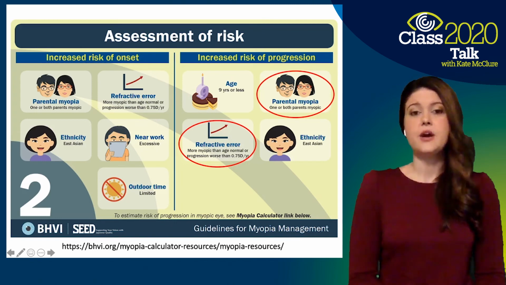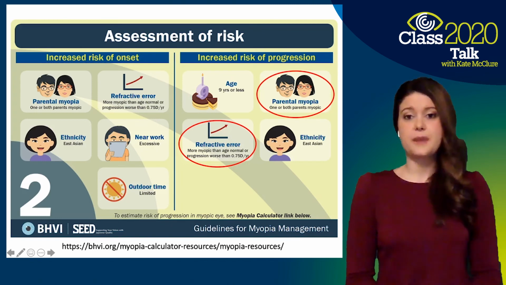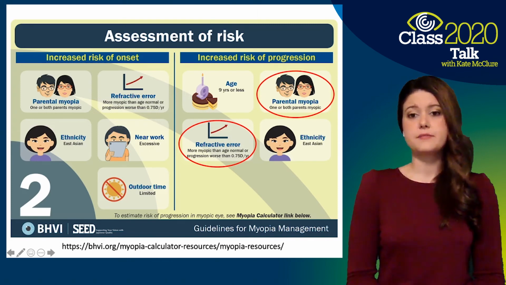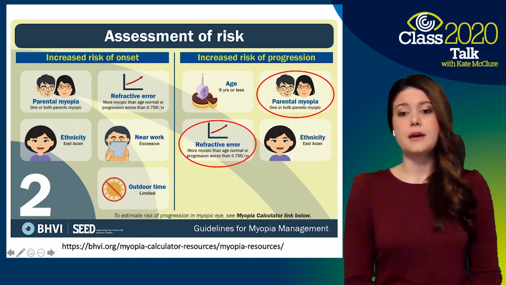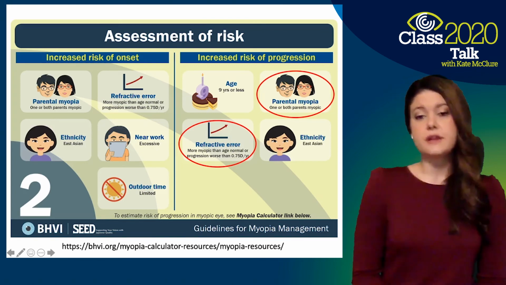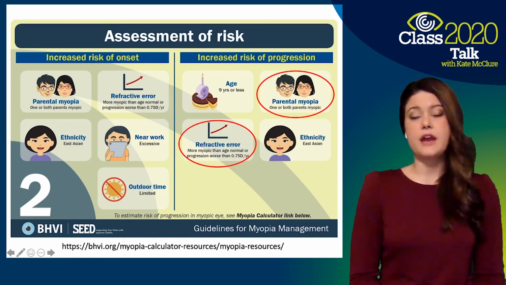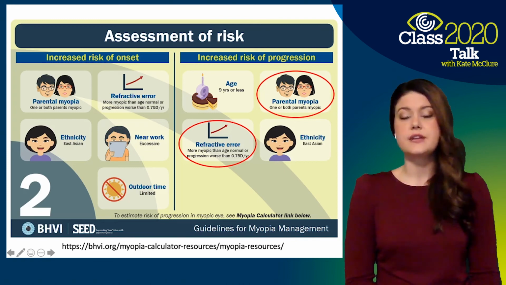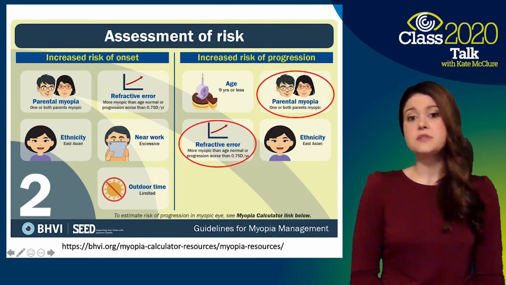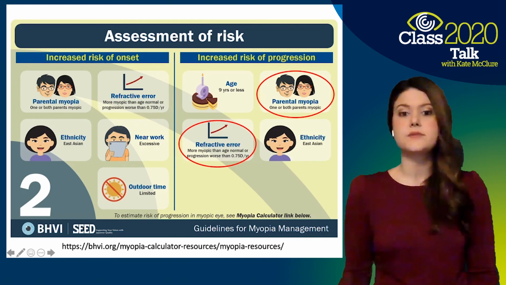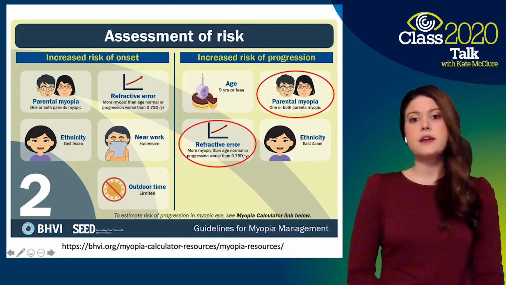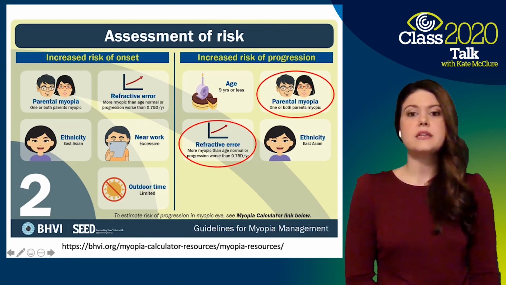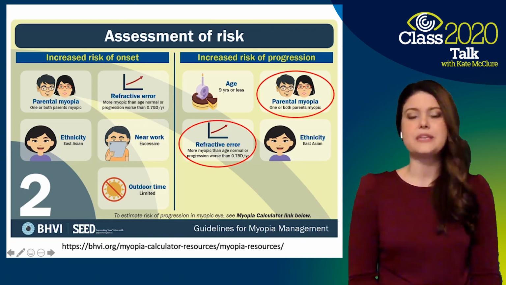Okay, so once again, we need to assess the risk for this patient. This patient has several risk factors. Her mom is highly myopic, and she's progressed and has significant myopia for her age. She's over the age of 9, and she's not of East Asian ethnicity. So this patient does have 2 significant risk factors for an increased risk of progression. So I'm fairly confident that if we don't intervene, this patient's myopia is going to continue to progress more than we would like.